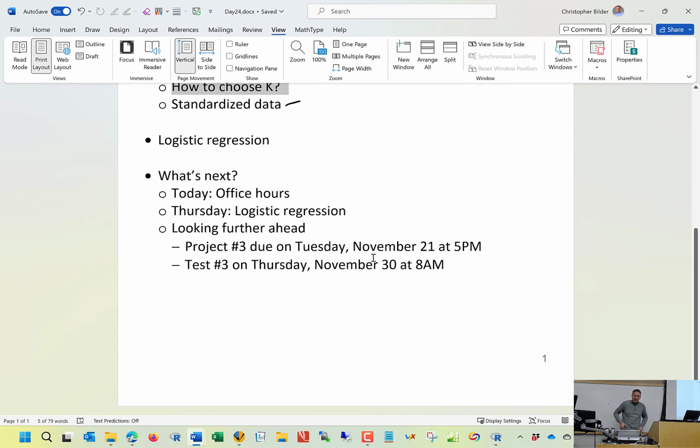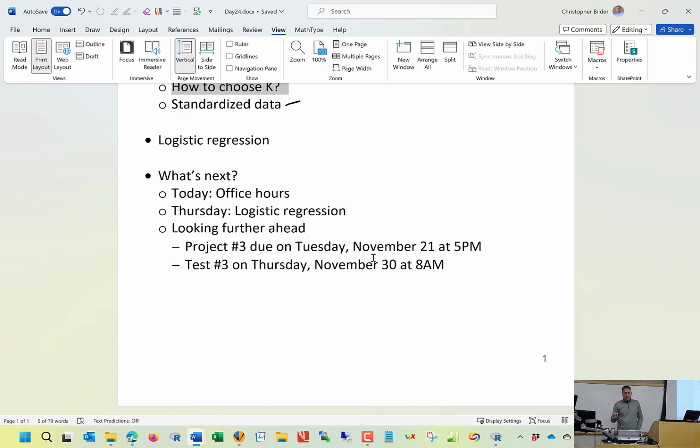Okay, so my usual office hours. We will continue with logistic regression on Thursday, and we'll probably even next week have to do some more logistic regression. Looking further ahead, though, project number 3 is due next Tuesday at 5 p.m. Depending upon how far we get in Thursday's class will then correspond to what I tell you for project number 3 for that logistic regression part, how much of it you need to do. Do you need to do all of it? Or maybe, since we didn't get far enough, I will chop off some of the last parts of that logistic regression part.